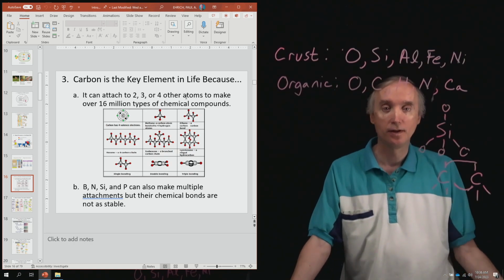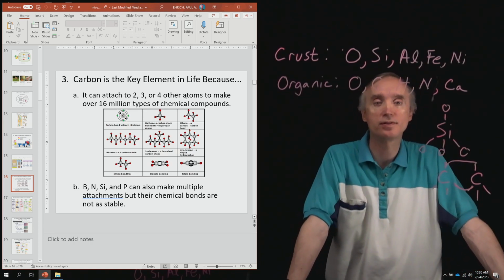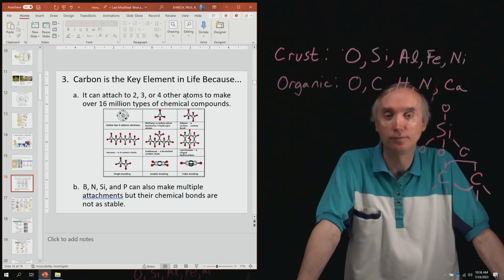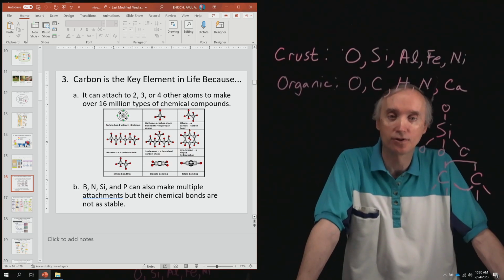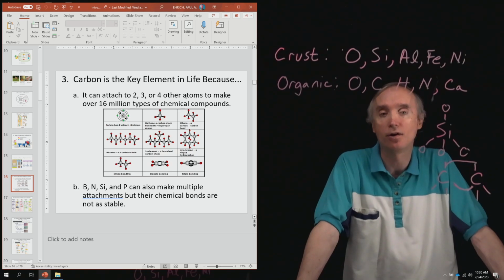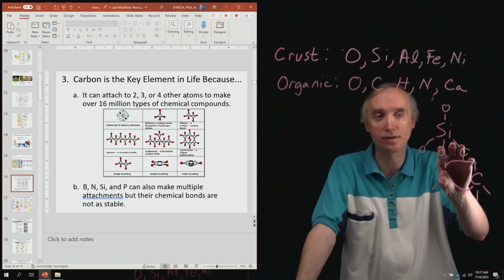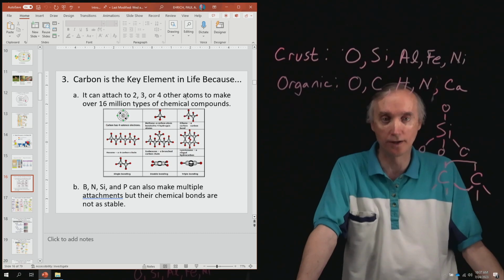Also, I wanted you to see that boron, nitrogen, silicon, and phosphorus can all make multiple attachments, but their chemical bonds are not as stable, so that carbon makes the best building block for life.